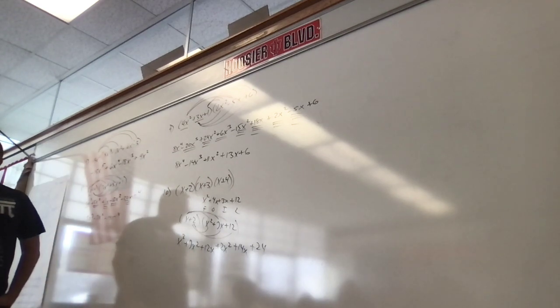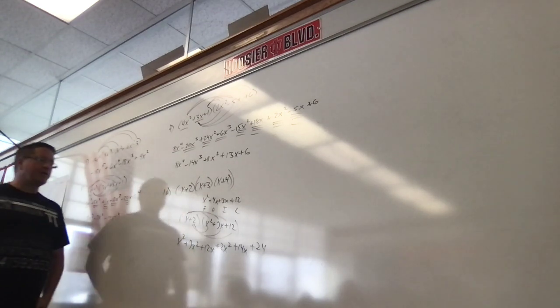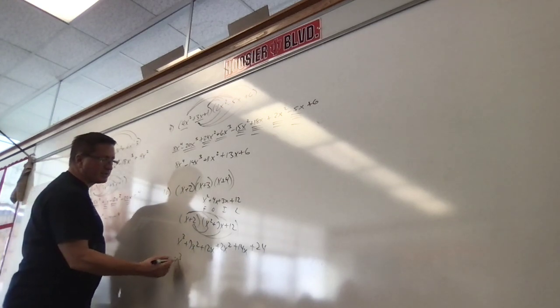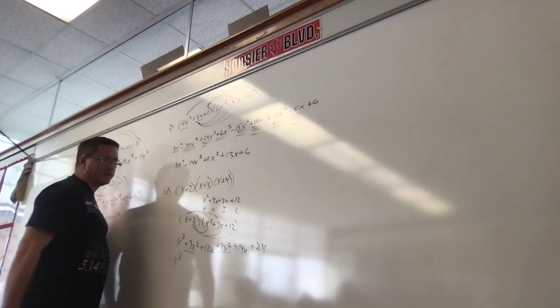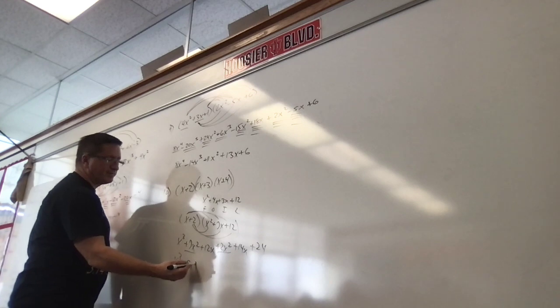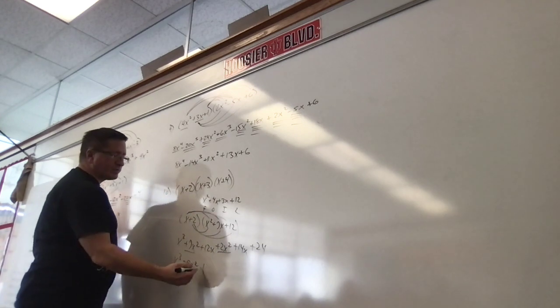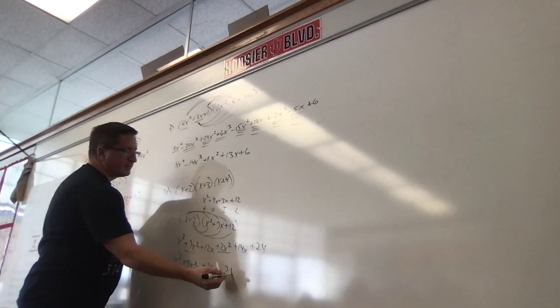We've timesed everything by everything, but we're not done because we have to put them in the right order and combine your like terms. Nothing goes with x^3, but 7x^2 goes with 2x^2. That's 9x^2. 12 and 14 is 26x plus 24.